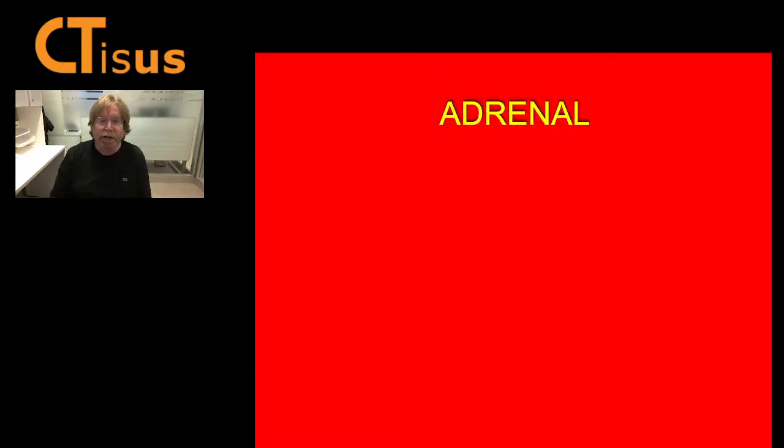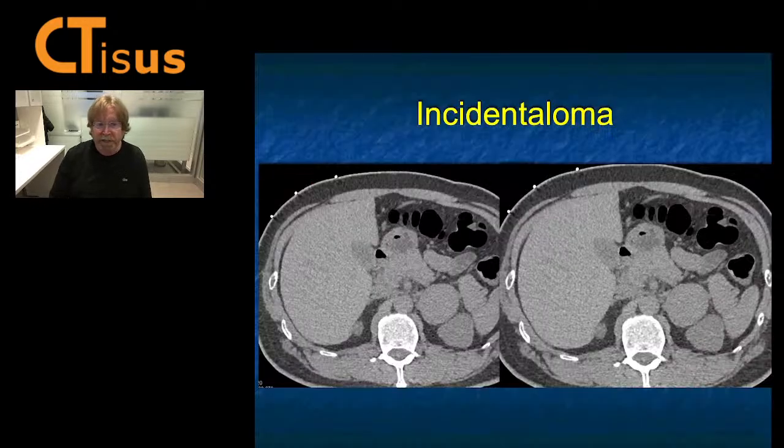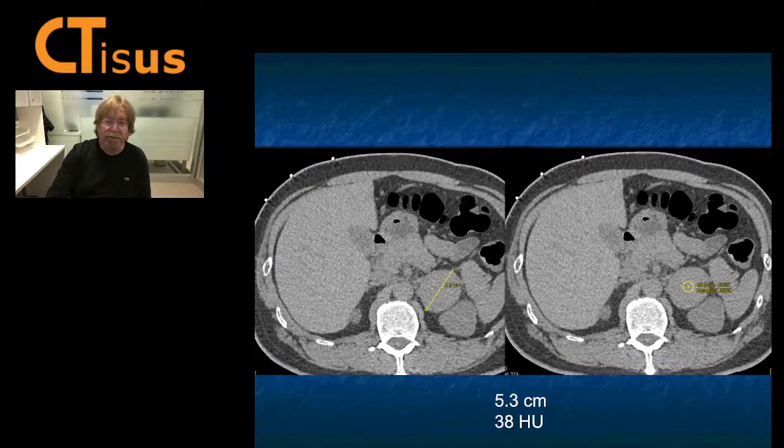Okay, adrenal. A couple adrenal cases. Here's a classic case in some sense, and a few points to make. This is an incidentaloma. We found this lesion. What do you do with it? It could be a typical adenoma, or fat poor adenoma. It could be a MET. It could be a pheo. It could be a primary tumor. It could be a lot of things. It's 5.3 cm and 38 Hounsfield units. So you've got to work it up. You can't say it's an adenoma. You've got to work it up, right?